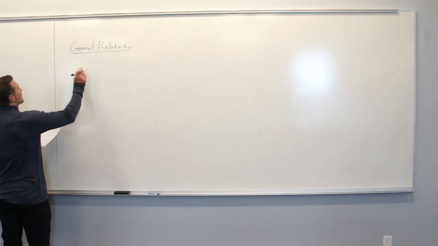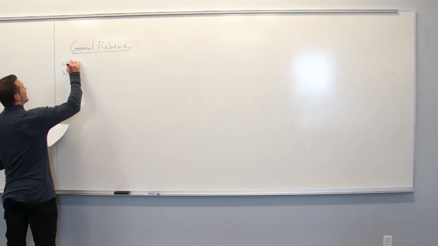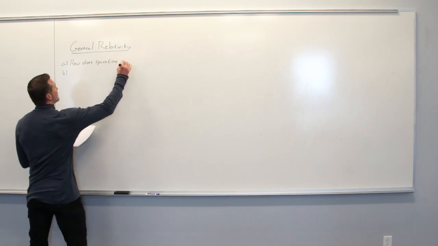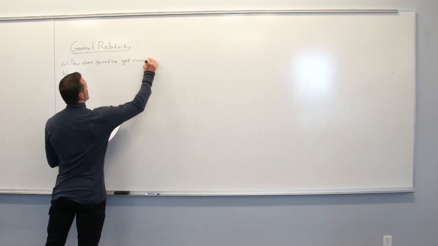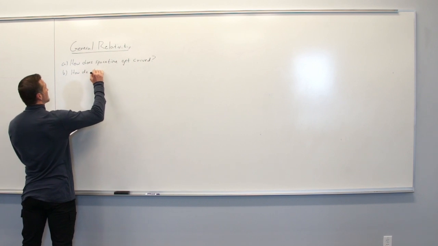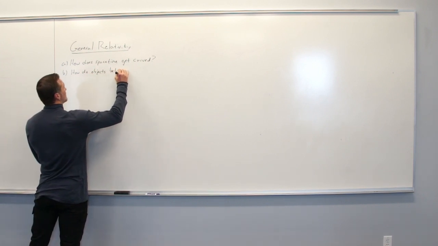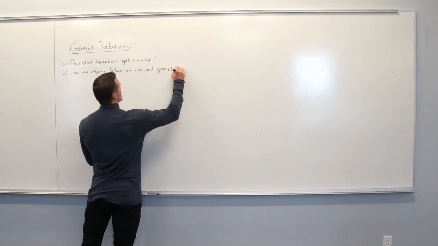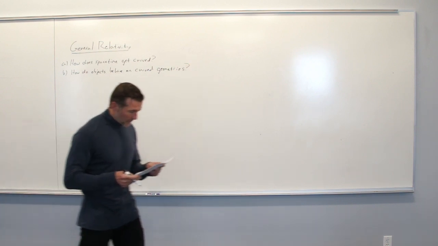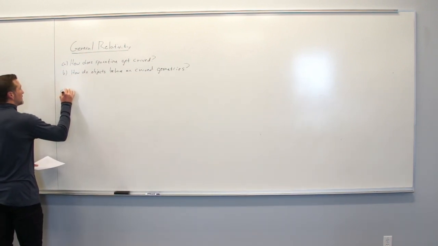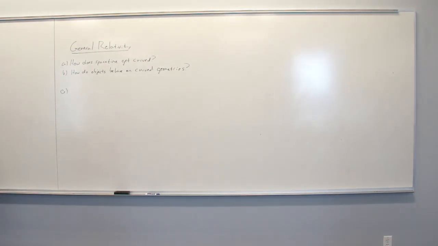So in general relativity, we seek to answer two questions. A: How does space-time get curved? And B: how do objects behave on curved geometries? Okay, so answering A is where we had something really new. B we've already actually answered, and I'll just pose this as a question to the class.